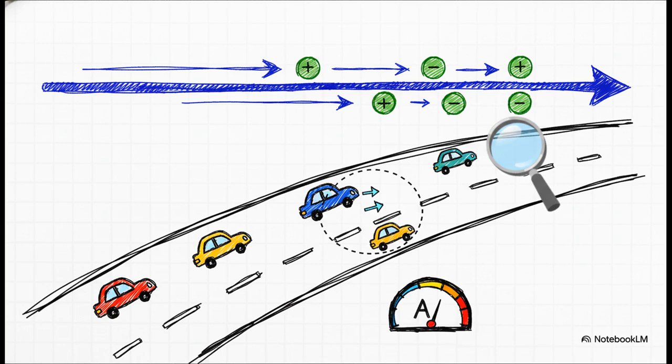That's it. Imagine a river. The flow of water is the current. In a wire, the flow of charge is the electric current. We measure how much charge, which is Q, passes a point in a certain amount of time, T. So our formula is I equals Q by T. And the unit we use for this is the ampere, or A for short.